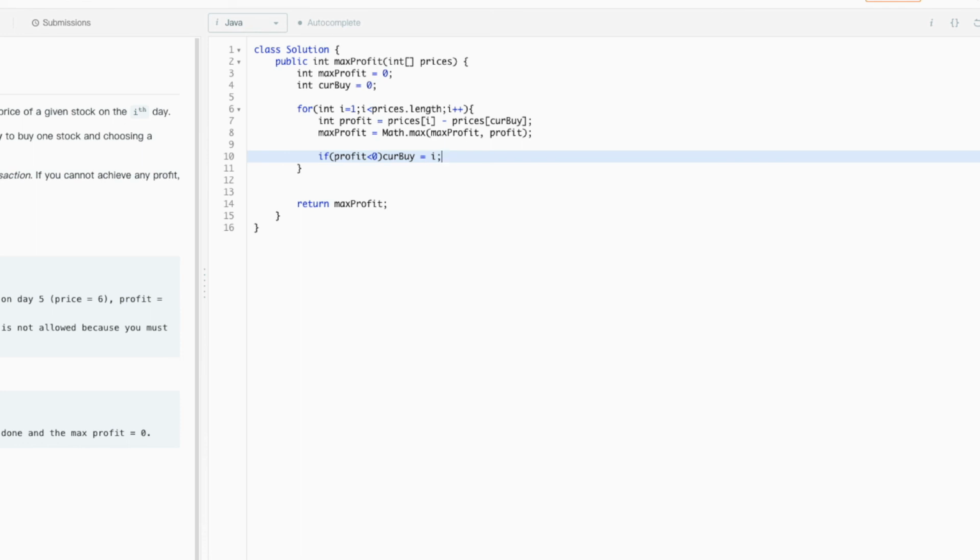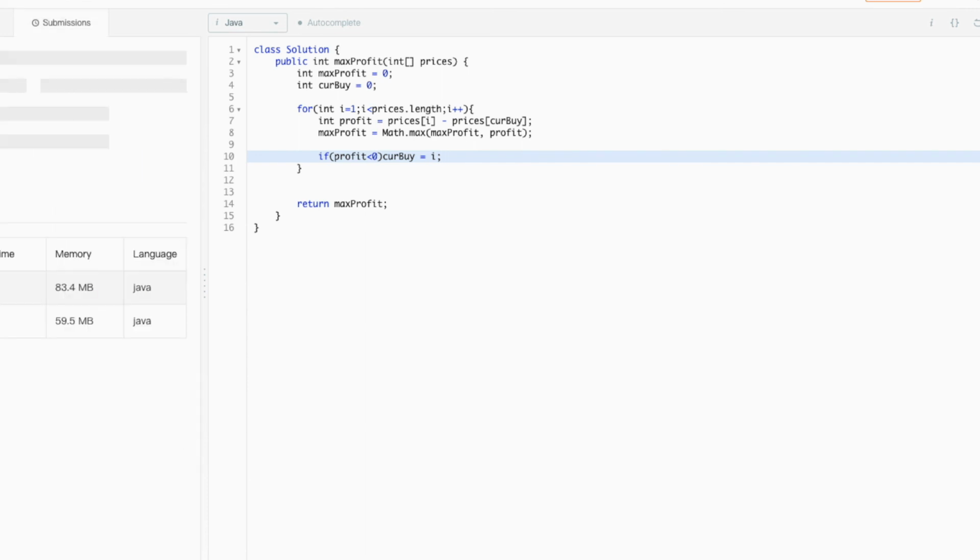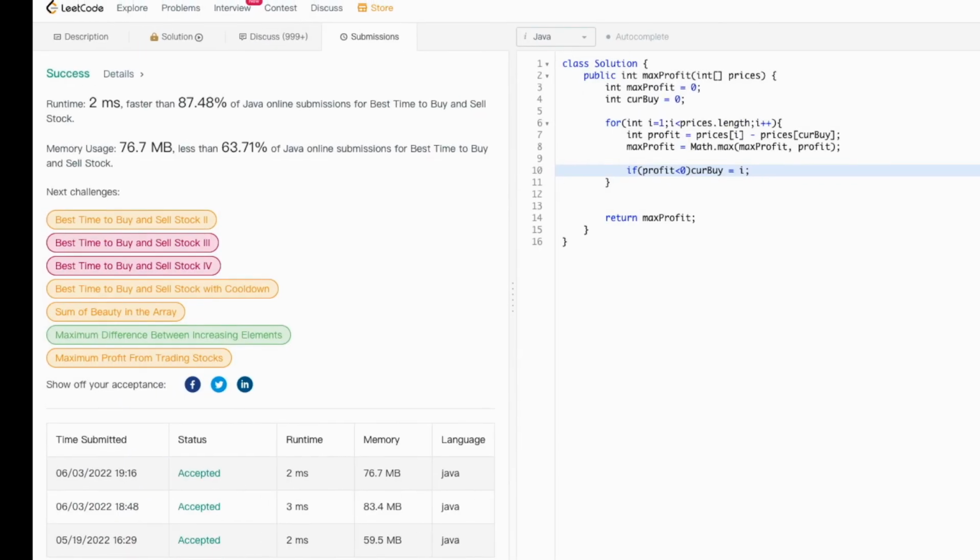Now let's run this code, and you see we have 87.4%, which is good enough for us.